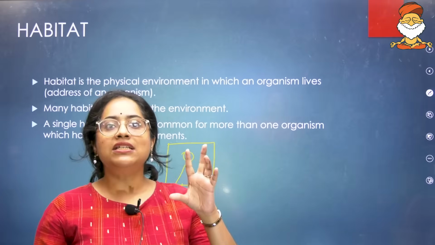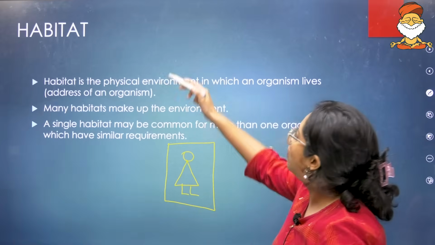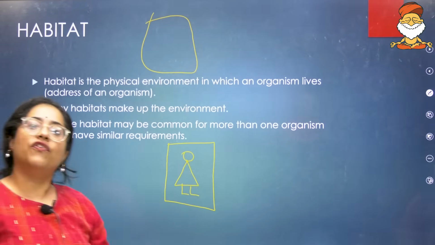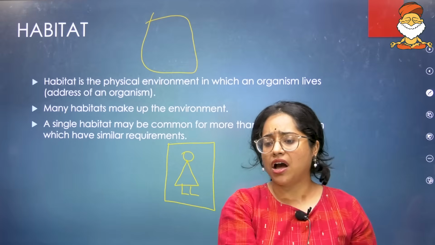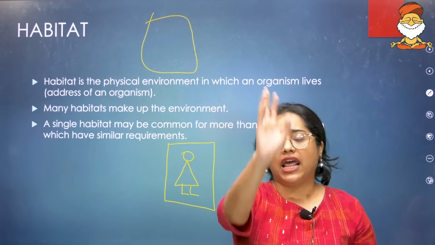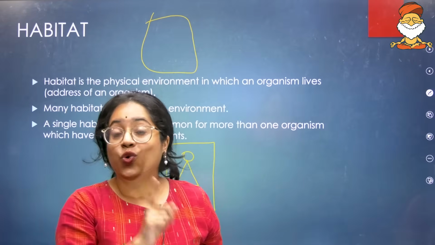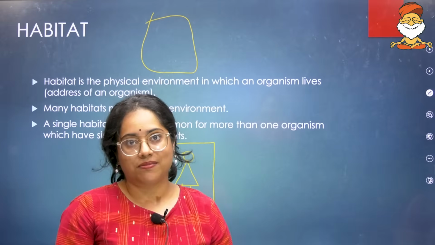In an environment, I don't care if there is no living organism, you can still have an environment. For example, there is no living organism over there, just air and water and everything. That is an environment. There is no compulsion that there should be a living organism.